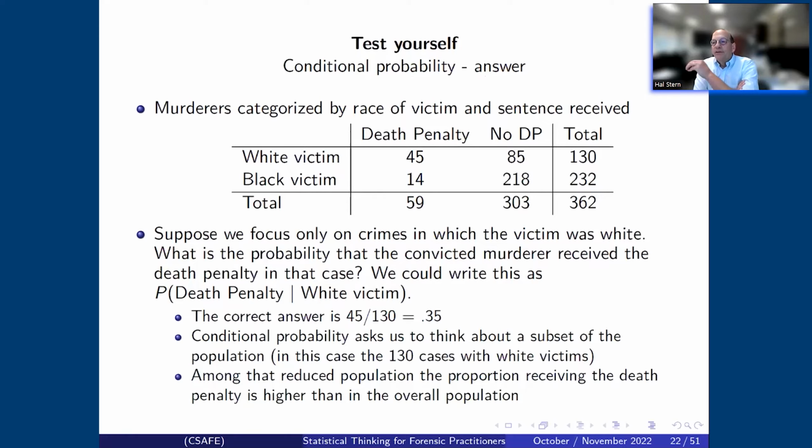This is an example of conditional probability. Why? My question has restricted our attention to a subset of the population, only the 130 cases in which the victim was white. And in those 130 cases, the first row of the table where the victim was white, the death penalty was 45 of those cases. So the correct answer is the cases where there's a white victim and the death penalty, 45, divided by all of the cases where the victim was white, 130, and the conditional probability is 35%. So it was 16% in the full population, 35% in the subpopulation of interest.